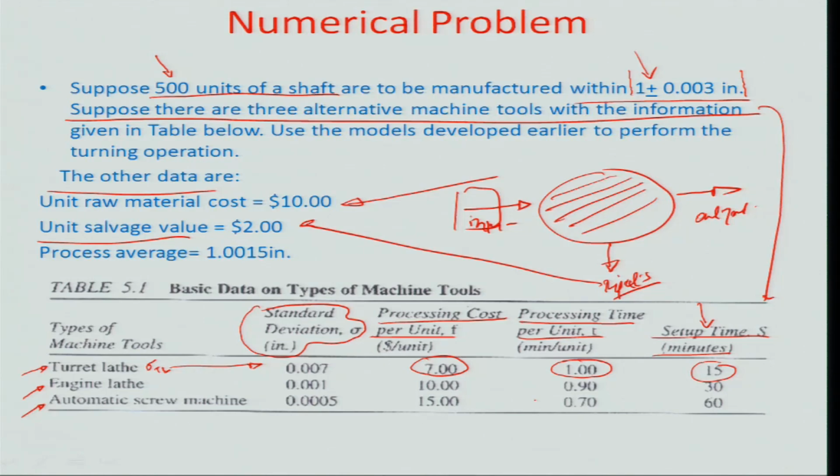The process average comes out to be about 1.0015 inches. That is how mu j, the process average for each jth machine, has been defined. This data is also part of the manufacturer data supplied by the machine manufacturer. So let us now check, for all 3 cases, what the different costs and time parameters associated with this problem are.